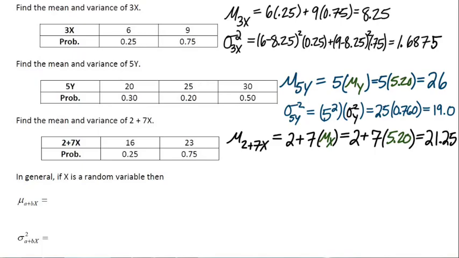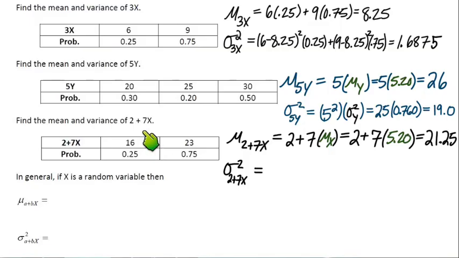And as far as the variance goes, I just want you to keep in mind that adding 2 won't change the measures of spread. So in this case, that plus 2 part won't change the variance at all. The only thing that will change the variance is the fact that it's being multiplied by the constant 7.